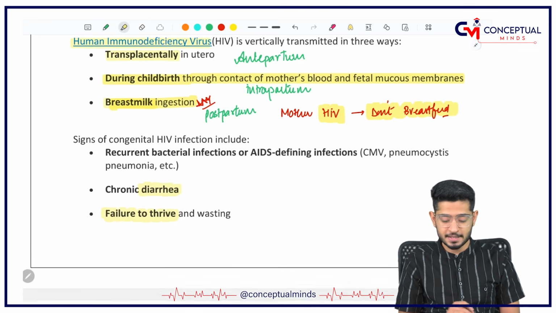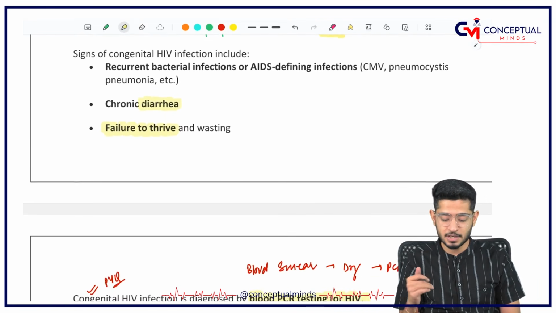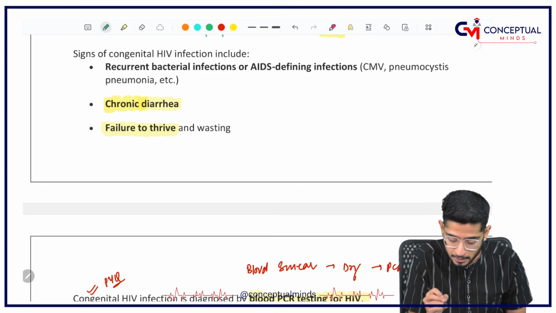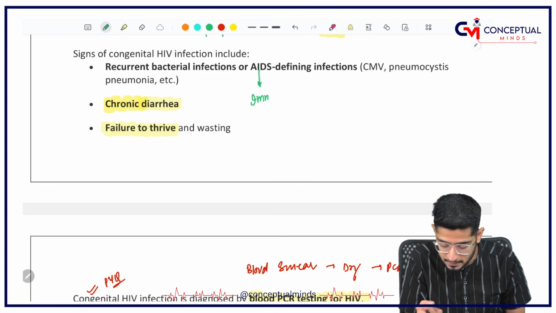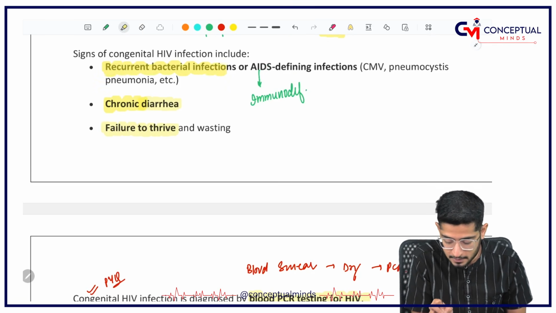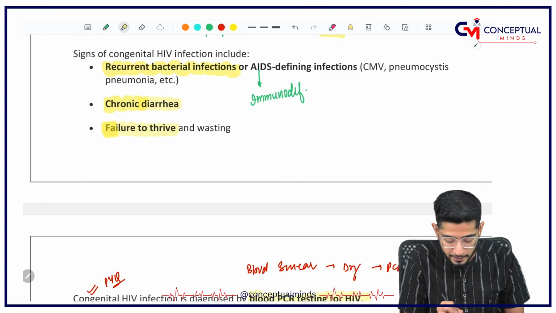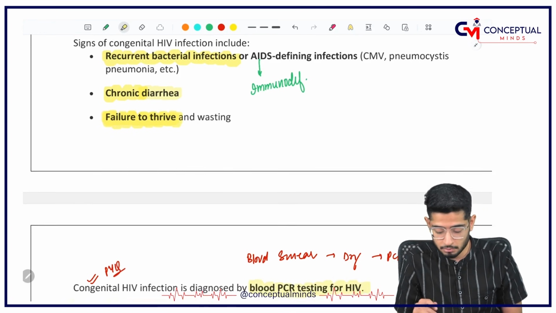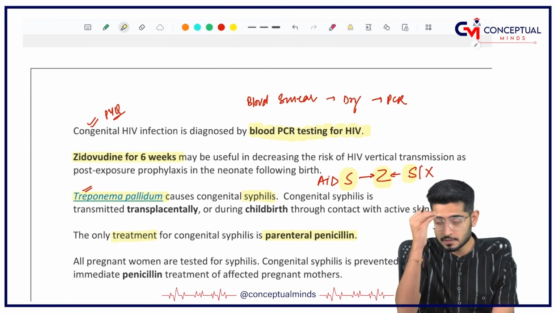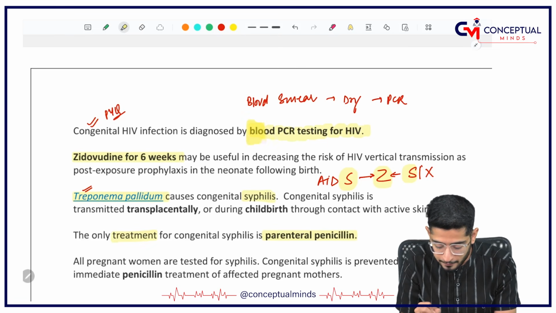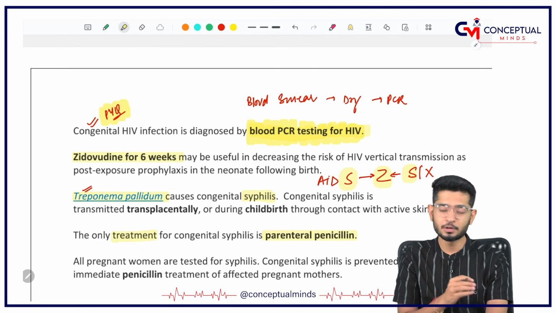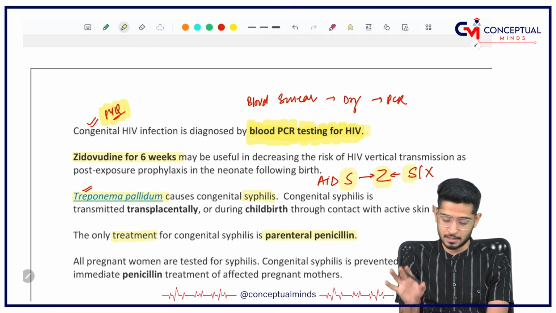Okay. Coming on to the next part, what are the signs of HIV infection? Chronic diarrhea. Because AIDS is what? AIDS is an immunodeficiency disease. Immunodeficiency. So what will happen? Recurrent bacterial infections. Okay. Then failure to thrive. Baby is not going to gain weight, and the baby is not going to grow. Okay. So how will you check? This is the most important question. You have to do a blood PCR test for HIV. This is a previous year question, that you have to do a blood PCR test for HIV.